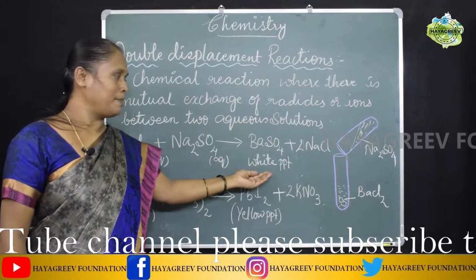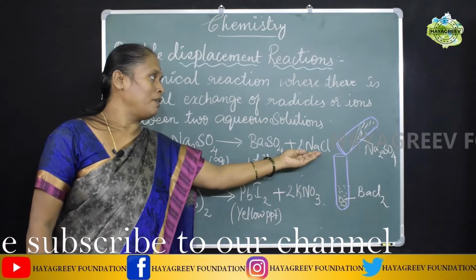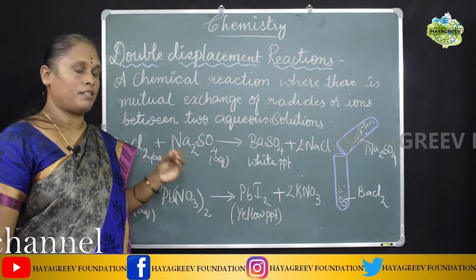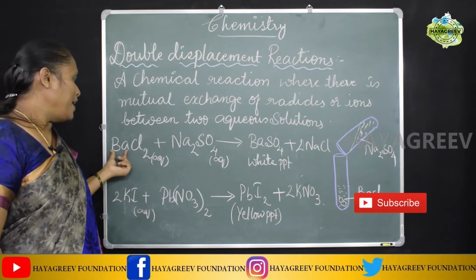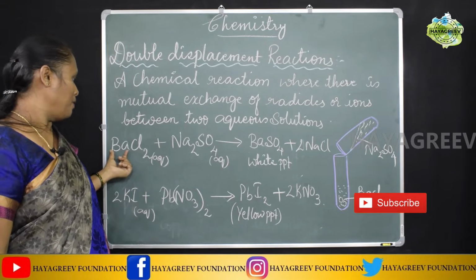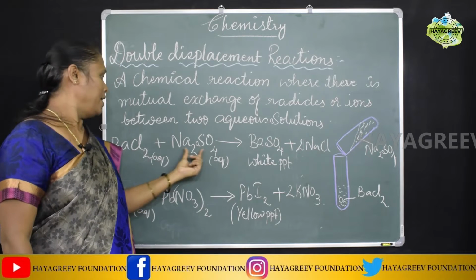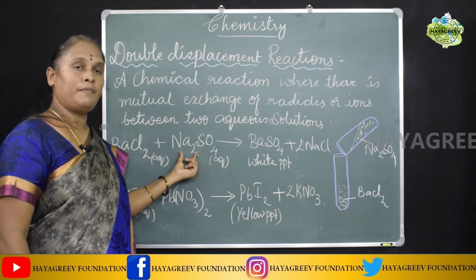It's a white precipitate which is formed there, and the sodium chloride, which is a salt, will be found in dissolved form in the aqueous solution. So I repeat once again: from barium chloride, the barium takes up sulfate, displacing sodium, and chlorine will be taken up by sodium.